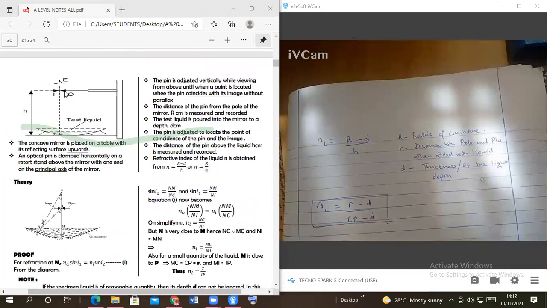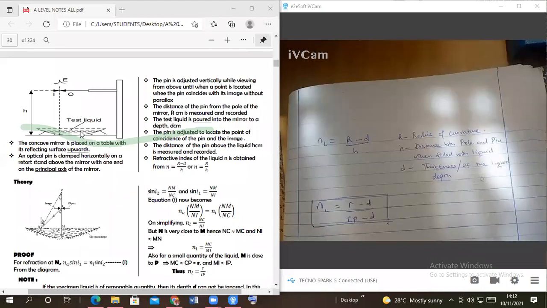When it coincides with its image, that point, let me call it IP, or the distance H, is the distance between the pole of that mirror and the point where the pin has coincided with its own image. That distance is very important when the liquid is poured there. And then D is just the depth of that liquid. So you have to know the depth.